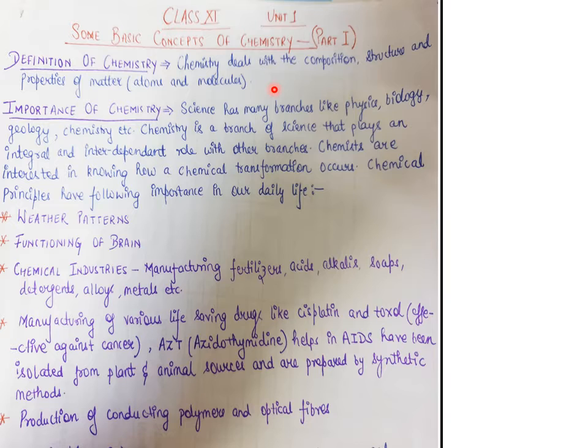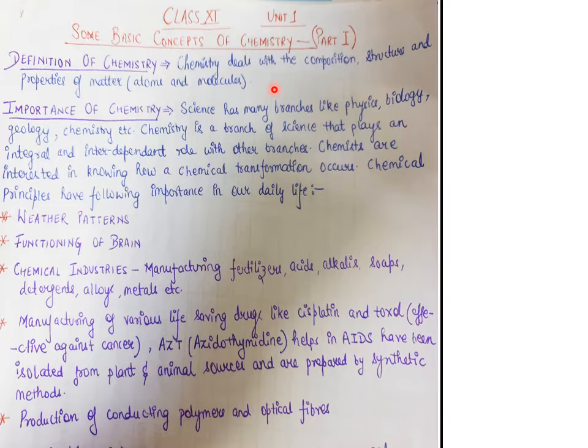So if I say chemistry deals with the composition, structure and properties of matter, it's right. If I just say chemistry deals with the study of matter, it is also right. And if I say chemistry deals with the study of atoms and molecules of which the matter is made up of, that is also right. So anybody can define chemistry in any which way. All three definitions are correct.